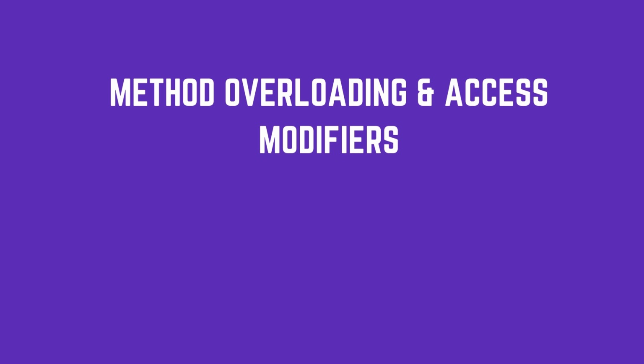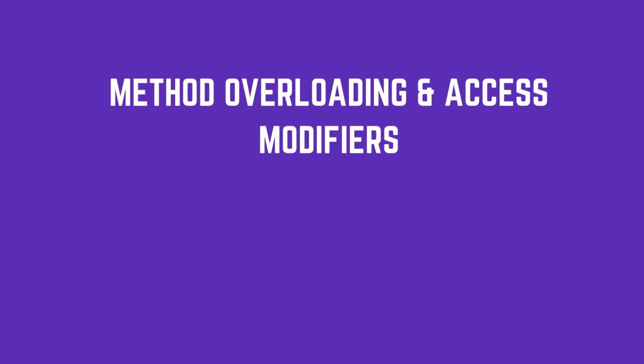Method overloading. Method overloading is a feature in object-oriented programming languages that allows a class to define multiple methods with the same name but different parameter lists. The compiler determines which method to call based on the number, types, and order of the parameters.